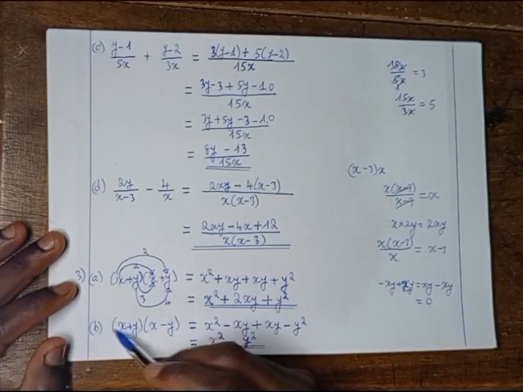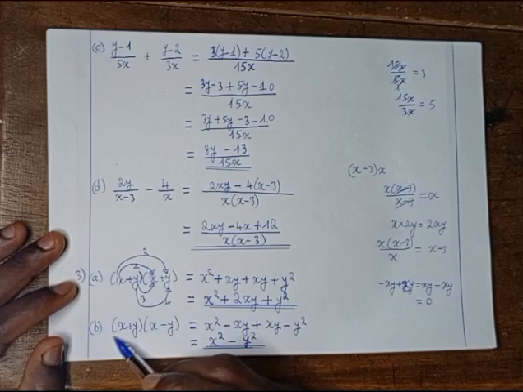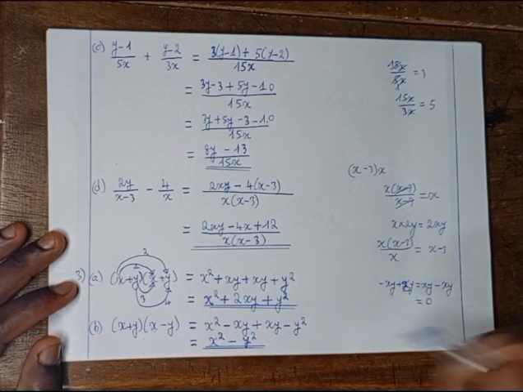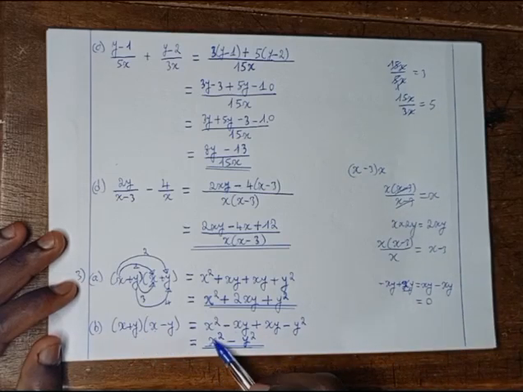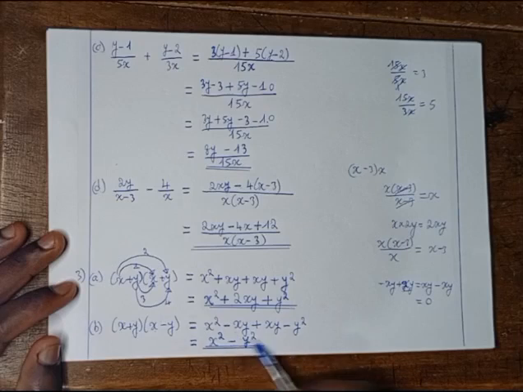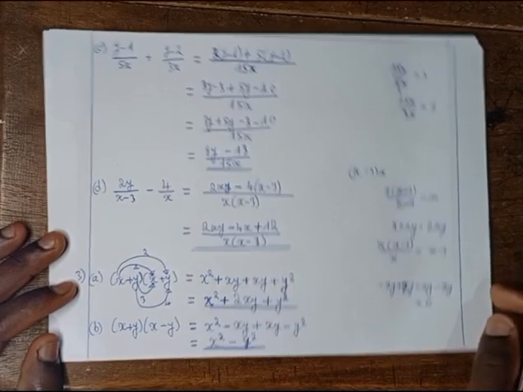X plus y times x minus y is known as the factorization of a difference of two squares. This is a difference of two squares, x squared minus y squared, and this is the factorization of it.